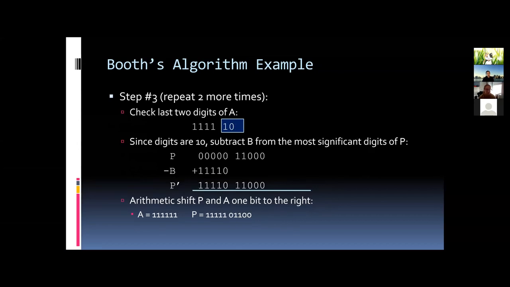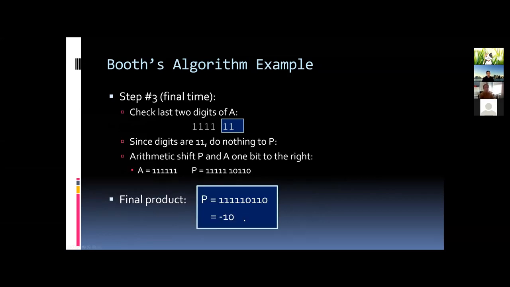Okay. Then next time we get 1, 0. So again, I need to do minus. I'm going to do minus B, this thing, and that's it, right? And then finally, the final one checks the last 2 digits of A. We get 1, 1. Since the digits are 1, 1, do nothing for P. We just need to do an arithmetic shift 1 bit to the right. And finally, that's P here. And that's our product.